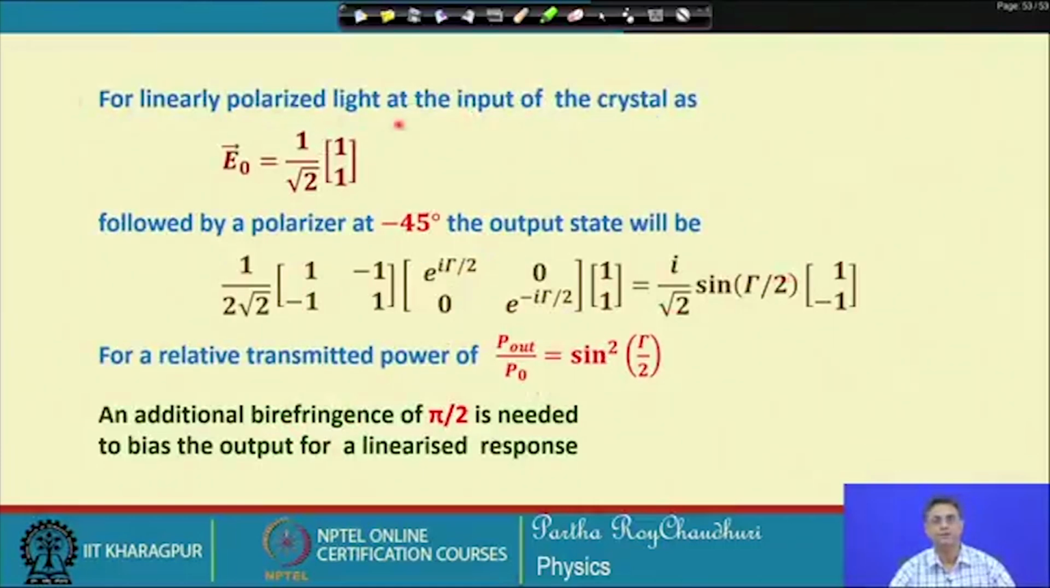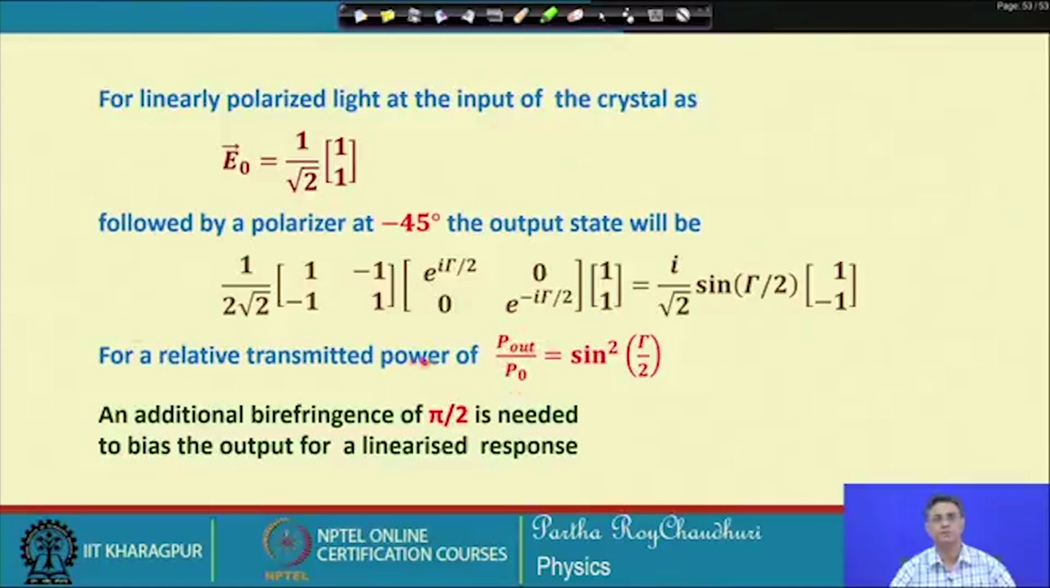For a linearly polarized light at the input, that is you have both 1 1, which is followed by a polarizer at minus 45 degrees, the output state will be like this. So, this is now both of them and then 45 degrees. You have the effect of 45 degrees appearing here, which will result in this state. That is why you have sin tau by 2 appearing in the power output to power input. So, P 0 is the input, P out is the output power.